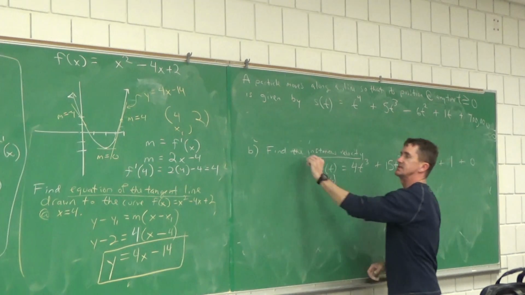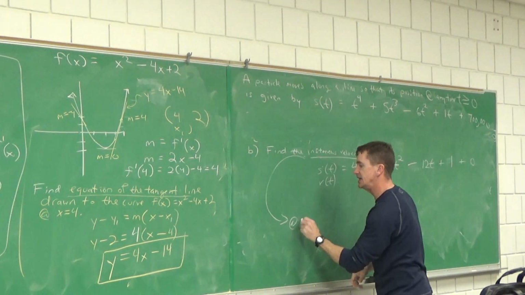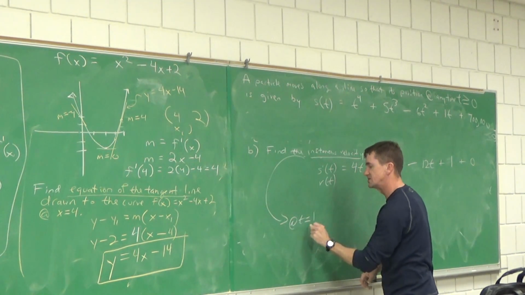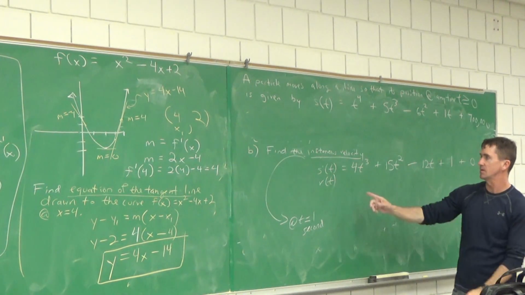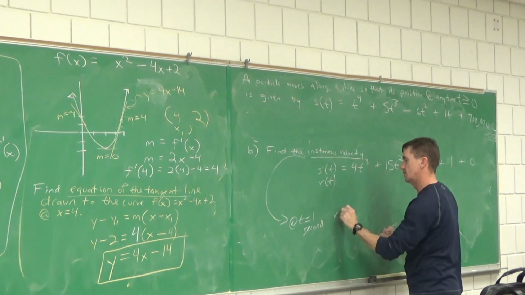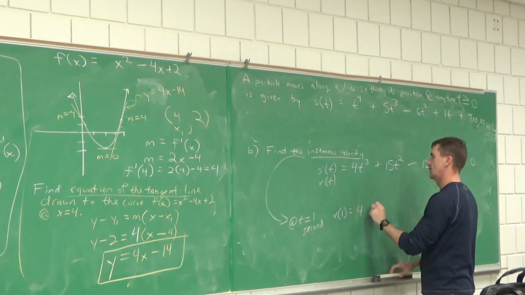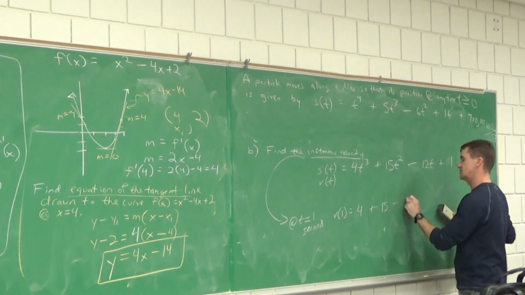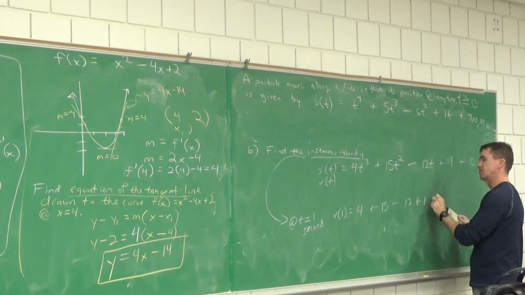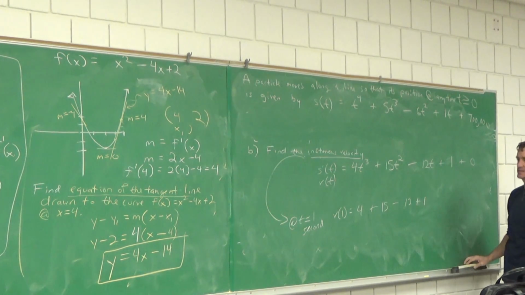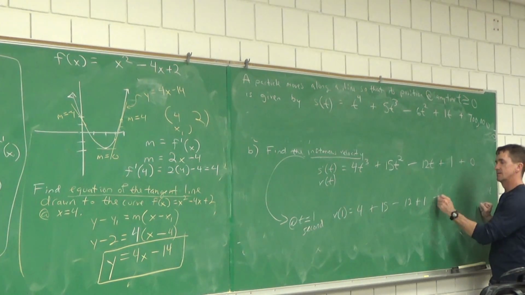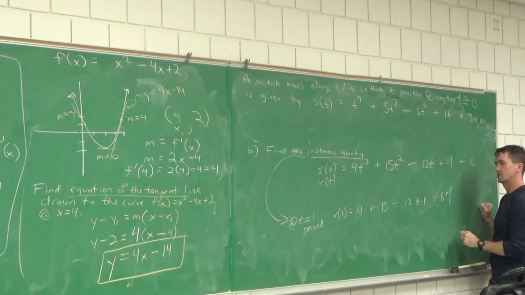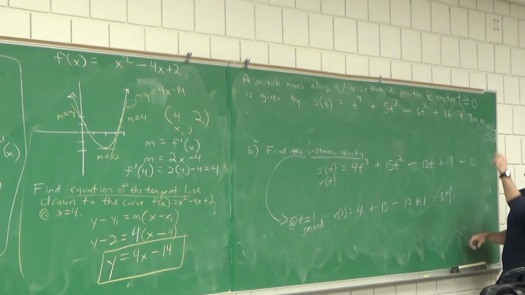Now, Aaron, can you find the instantaneous velocity at t equal to 1 second? Can you find its velocity at t equal to 1 second? 4 plus 15 minus 12 plus 1 plus 0 is, how fast is that particle going? 8 meters per second. So it's still meters per second, right?